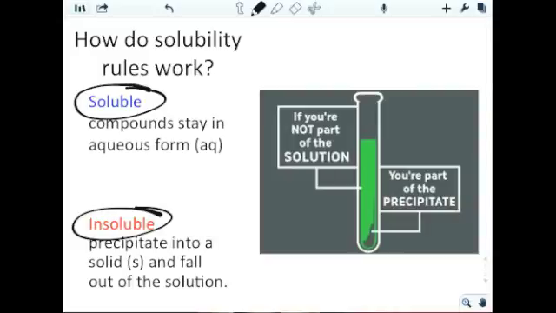Famous quote: "If you're not part of the solution, you're part of the precipitate." So that's what we mean. If you're not in the solution, then you precipitate out and you become that solid that sits on the bottom or kind of floats around in there.